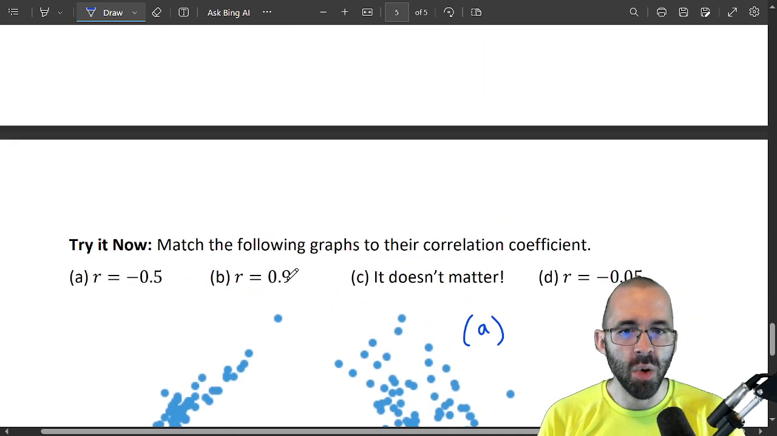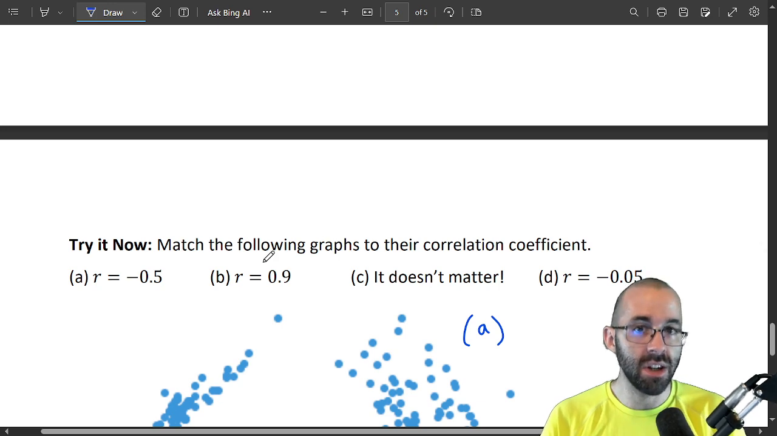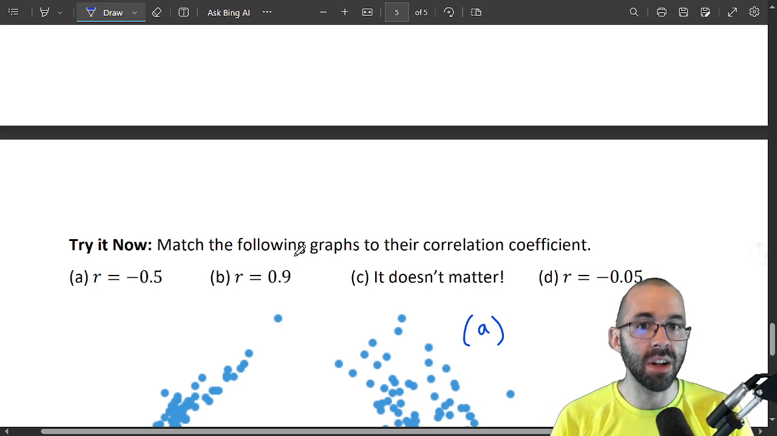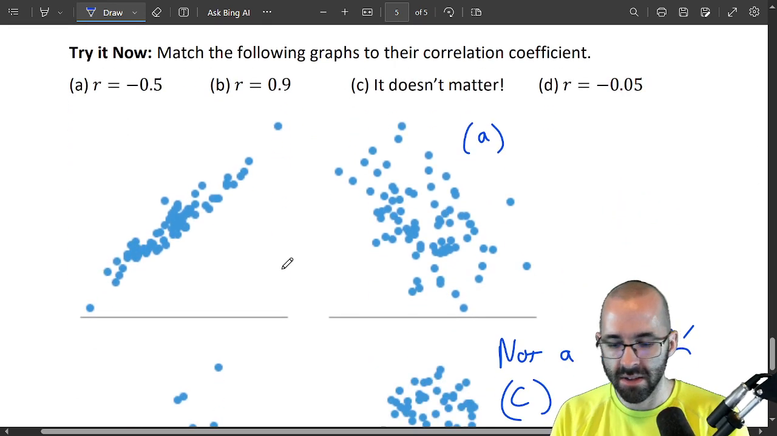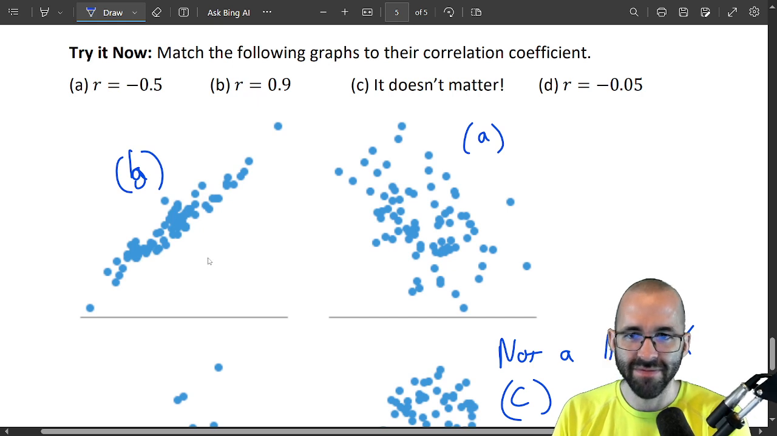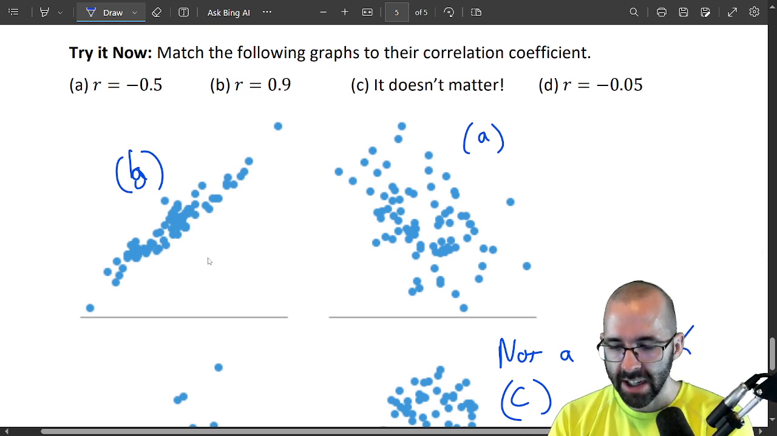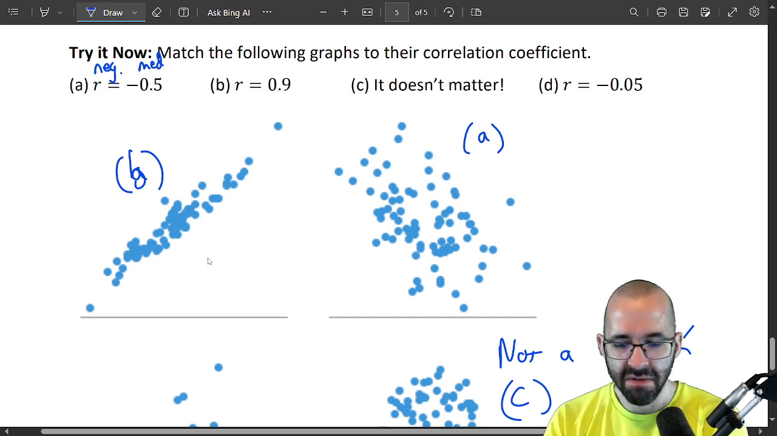All right, R value of 0.9, that's positive, so it should be increasing. And it's pretty darn strong. The points should be pretty close together. All right, yeah, that's definitely A. Or so B. Oops. Can you read that? That's the letter B. And again, right, this is negative, medium strength. This is positive, very strong.